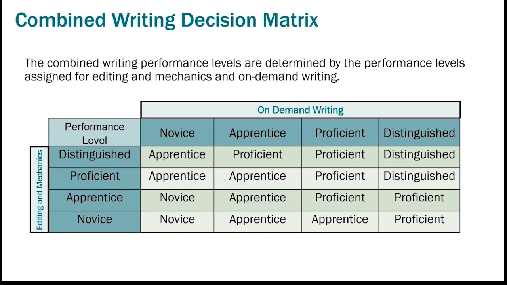The combined writing decision matrix displayed here gives the general guidelines for determining the overall writing performance level. This matrix was developed by teachers with consideration that the influence of on-demand writing should be greater than editing and mechanics. For example, if a student achieves a performance level of apprentice in editing and mechanics and a proficient on demand, their final performance level would be proficient, showing more influence being placed on the performance level in on-demand writing.